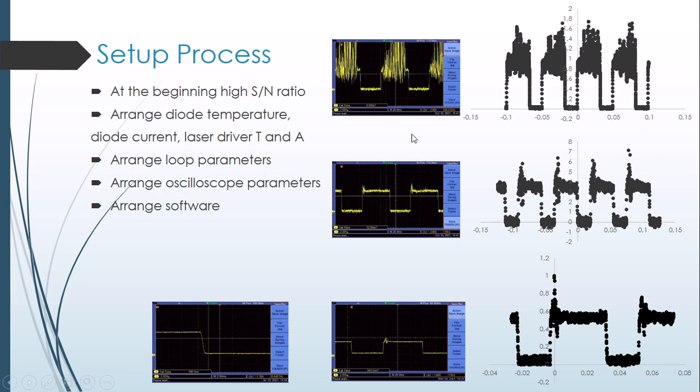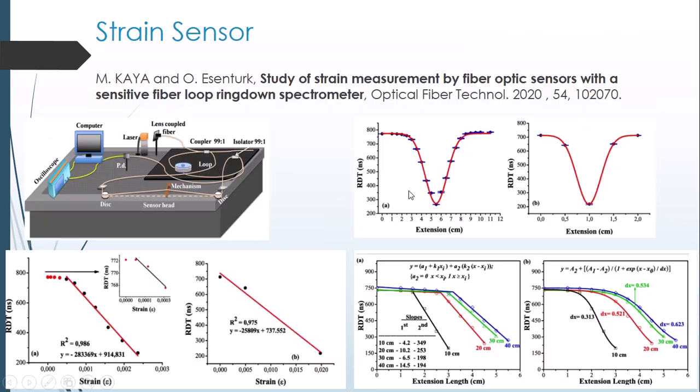At the beginning, our system's signal to noise ratio is very high, and then we arrange the diode temperature, diode current, laser driver temperature and current, arrange loop parameters such as loop length, couplers, splice losses, arrange oscilloscope parameters, and then the software. After all this working effort, we get a very low signal to noise ratio, as shown in the figure. After that, with this technique, we published several works.